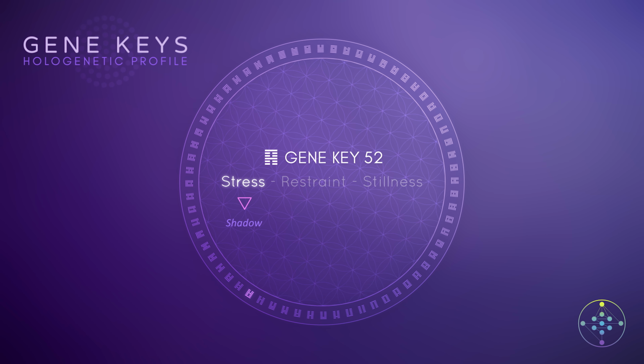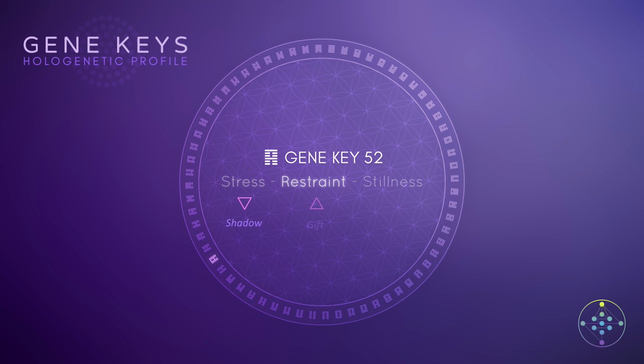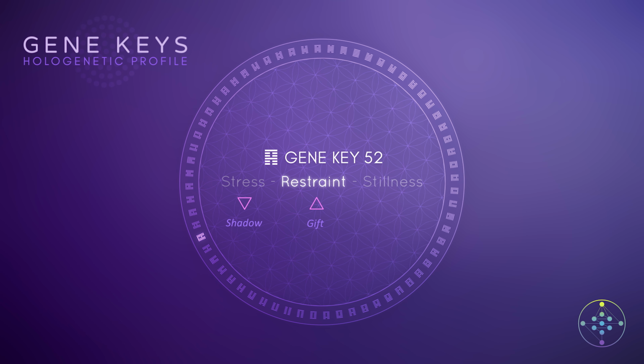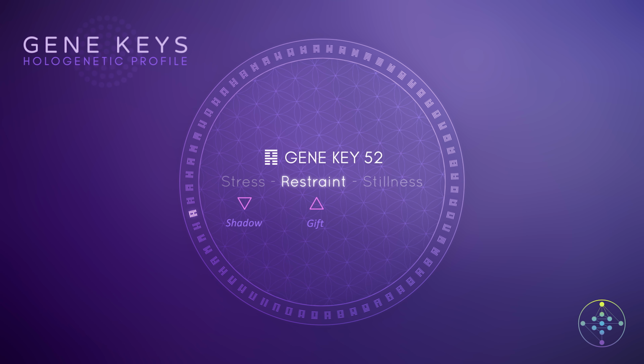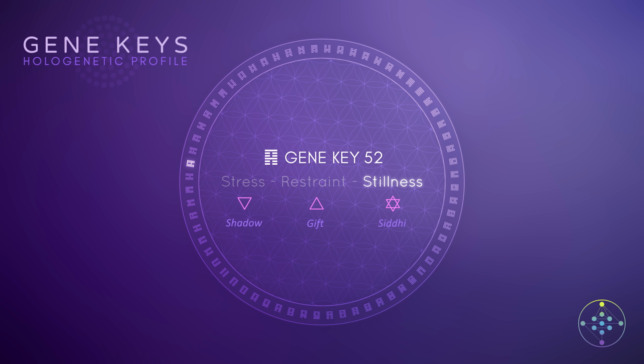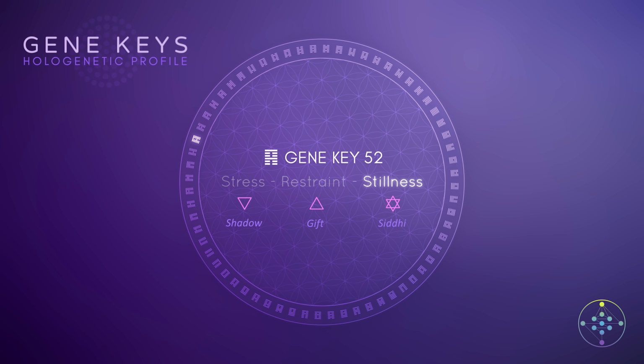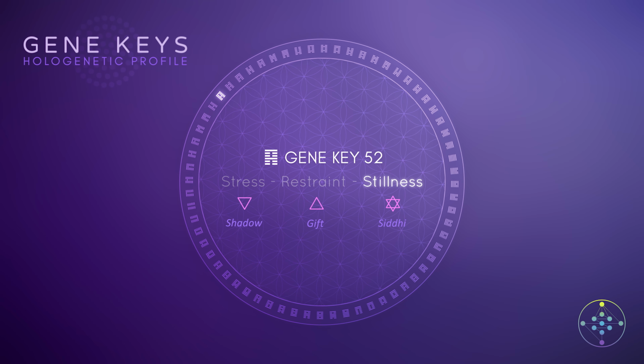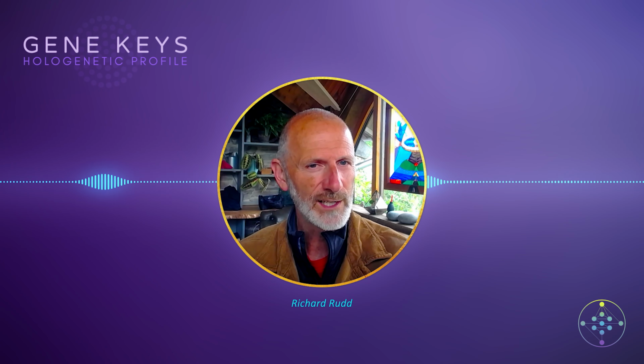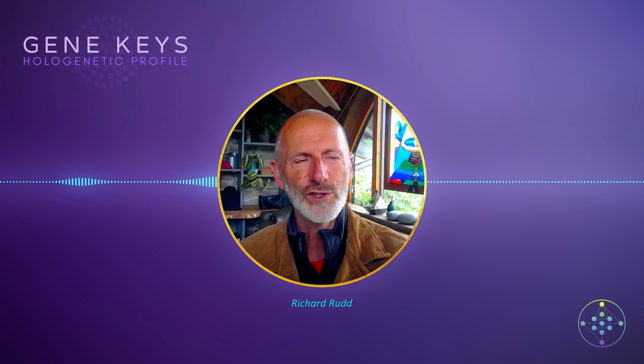Each gene key represents a transformational journey through three components and layers. Your shadow is a challenge to surmount. Your gift is a creative attribute you're here to unlock. And your siddhi, this is a Sanskrit word, by the way, is a transcendent realization that lies encoded, hidden in your DNA.